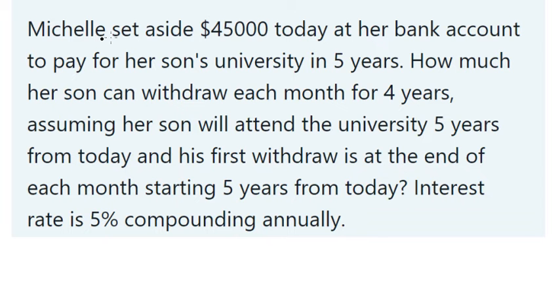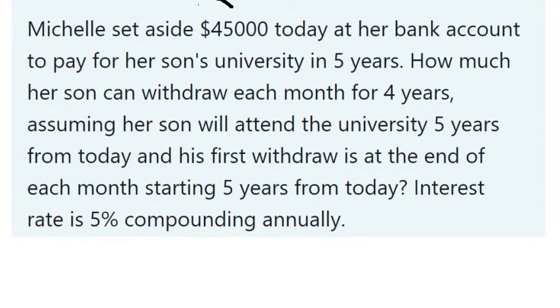We know that Michelle put 45,000 in the bank for 5 years. After 5 years, her son can withdraw for 4 years in the college. So that means after 5 years, the first withdrawal is at the end of each month, starting 5 years from today. We know that the interest rate is about 5% compounding annually.